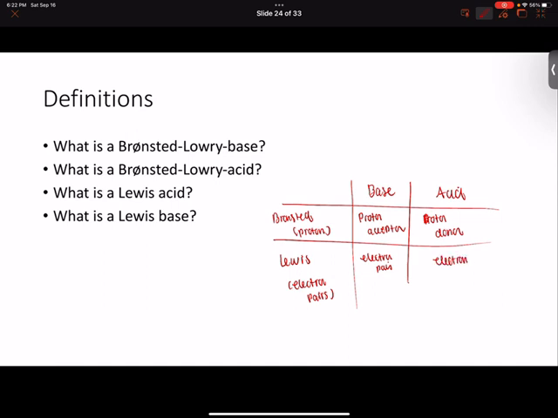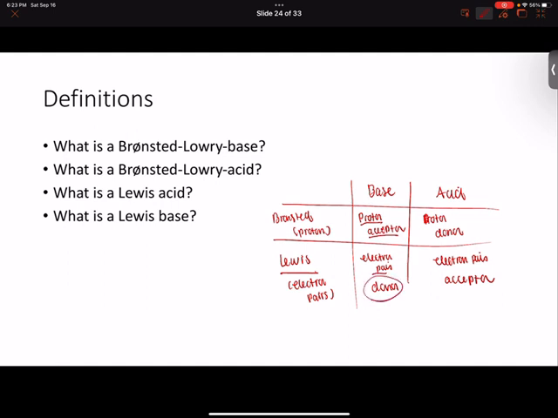That means that our base is gonna be an electron pair donor, and our acid, if it's a proton donor, is gonna be an electron pair acceptor. So you can see what I'm trying to do in here. So, for example, if you already know that your base for Bronsted is a proton acceptor, you can already figure out that for Lewis, your base is gonna be an electron pair donor.